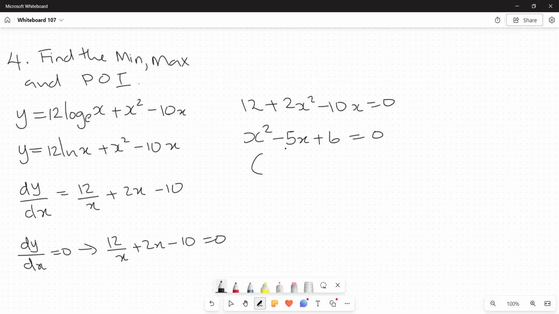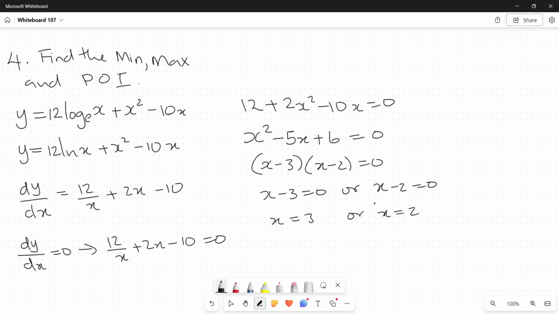Then we factorize: two numbers, we multiply them, we have positive 6, we add them, get negative 5. That is minus 3 minus 2. So x minus 3 is 0, or x minus 2 is 0. So x is equal to 3, or x is equal to 2. And then we find the corresponding y values. So we have 12 ln of x plus x squared minus 10x.